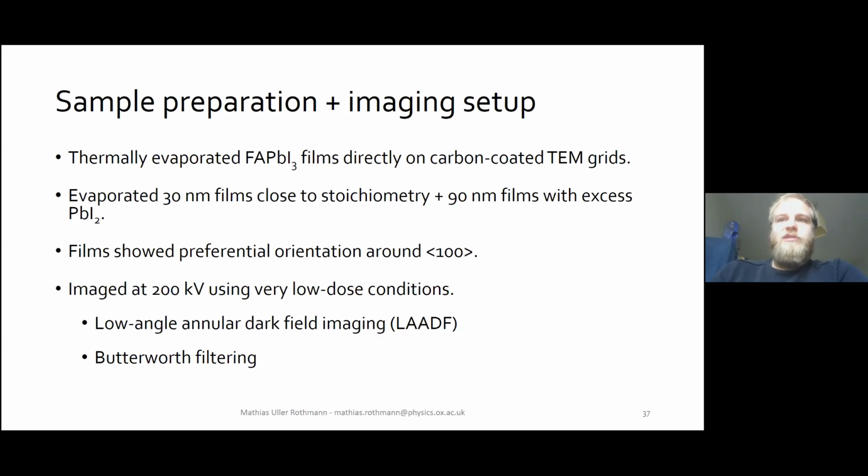We got preferential orientation around the 100 axis, and we imaged using very low dose conditions at 200 kV acceleration voltage. And we used low angle annular dark field imaging. So we're probing the electrons that get scattered slightly outwards, not all the way outwards. We filtered the whole thing with a Butterworth filter, which is a signal-to-noise ratio improving filter. It's a linear filter, so there's no funny things going on.